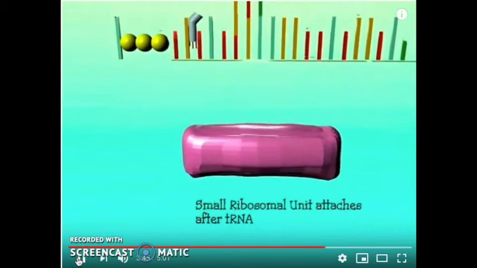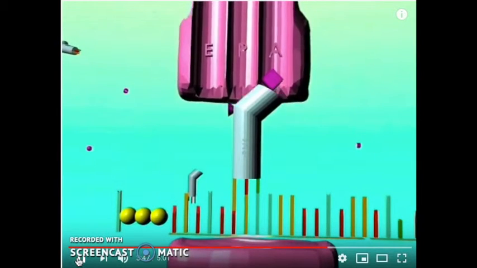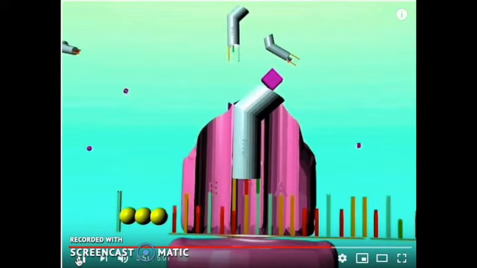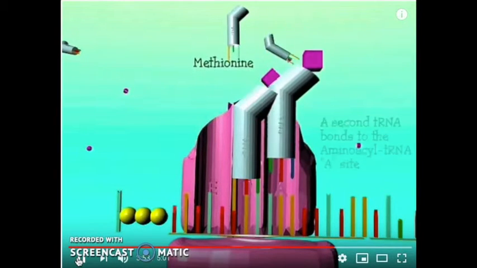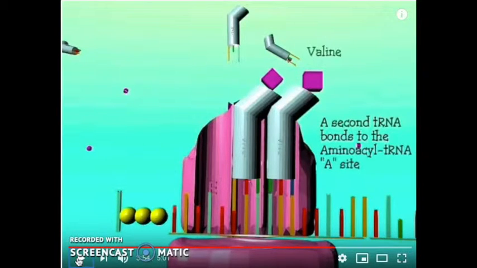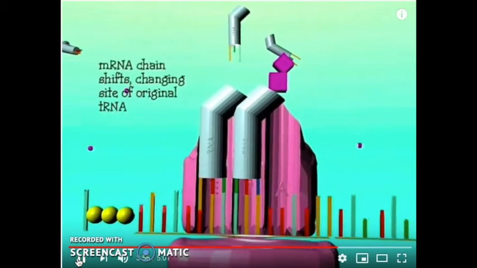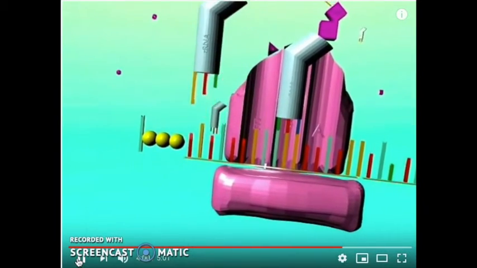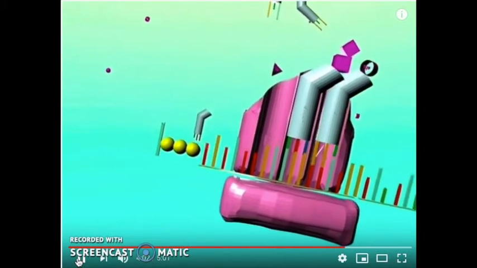A small ribosomal unit would have attached, and then a large ribosomal unit attaches. The first tRNA goes to the P site. A second tRNA bonds to the A site. tRNAs continue to bond to the A site, then move to the P site while adding its amino acid and a peptide bond, and then exiting at the E site.